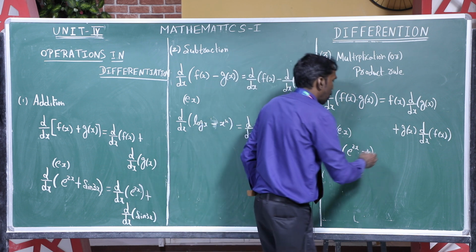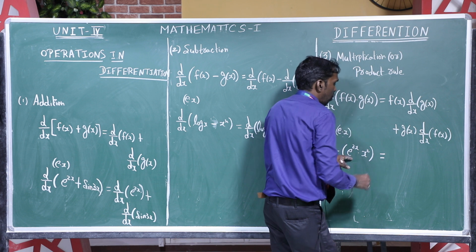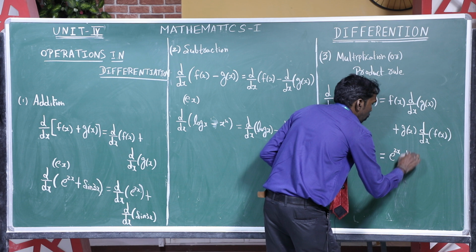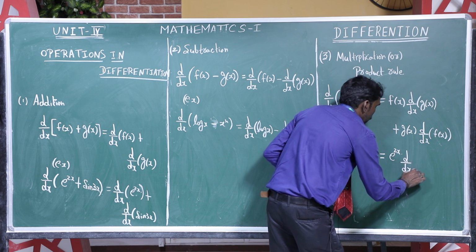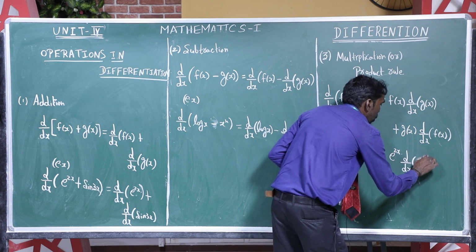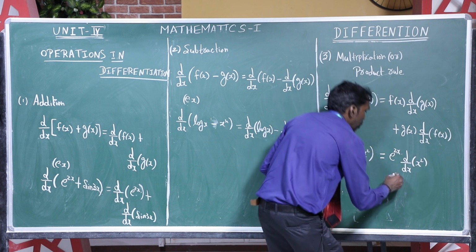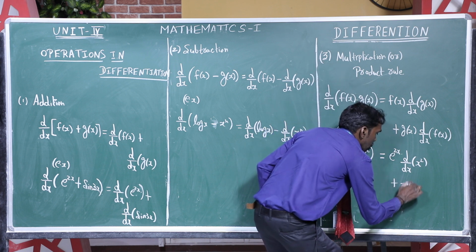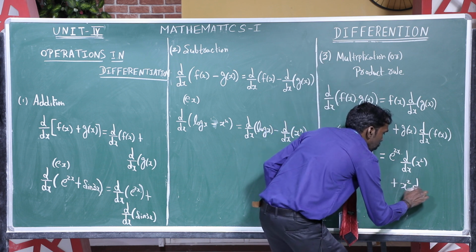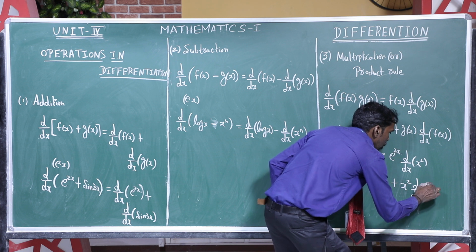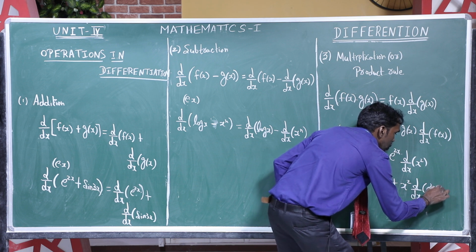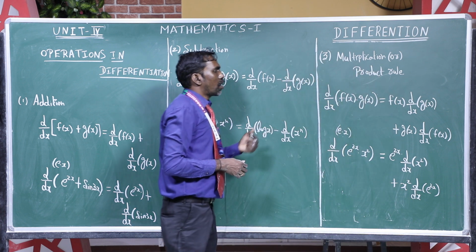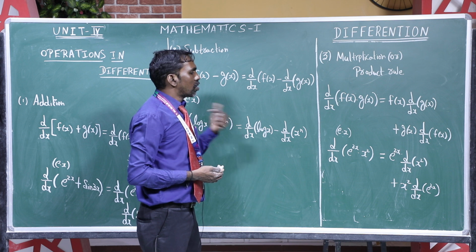So here I take f of x as a constant: e power 2x into the differentiation of x square, plus x square as a constant, into the differentiation of e power 2x, like that. So you have to differentiate the functions. This is called the multiplication rule or else the product rule.